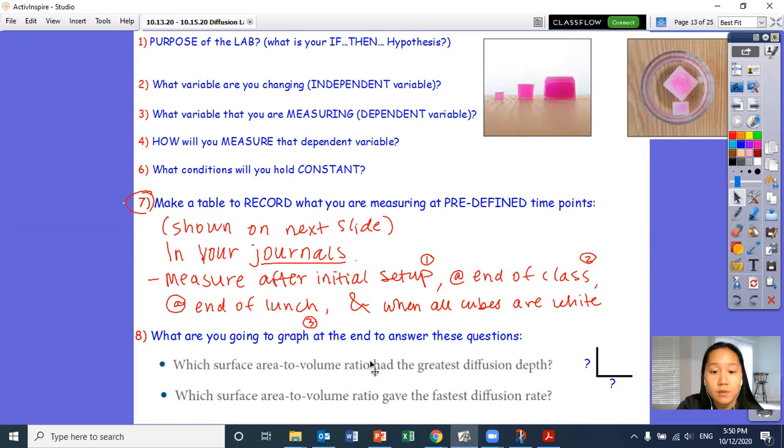Which surface area to volume ratio had the greatest diffusion depth, right? Which did the biggest cube, the smallest cube, or the different shape have the greatest diffusion depth? You're going to try to tell me also which gave the fastest diffusion rate. Was it the big cube, the small cube, or the different shape? These are all just predictions for now. It's okay if you're wrong.